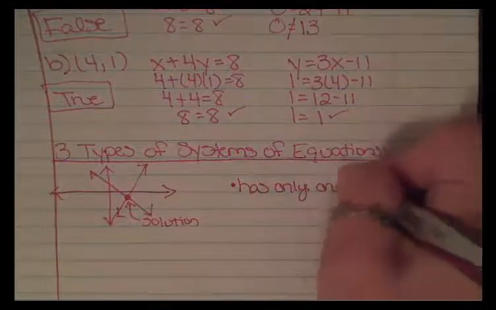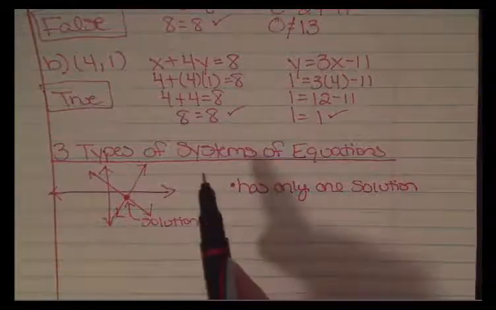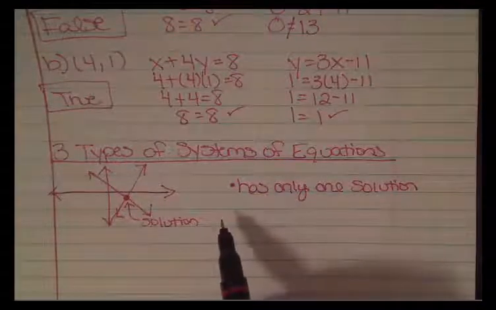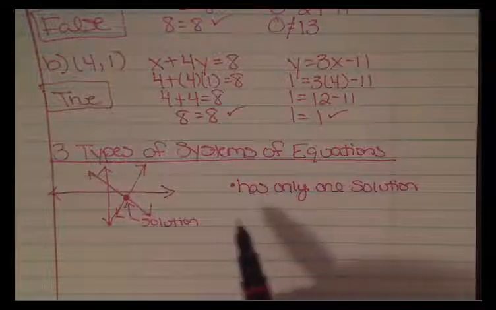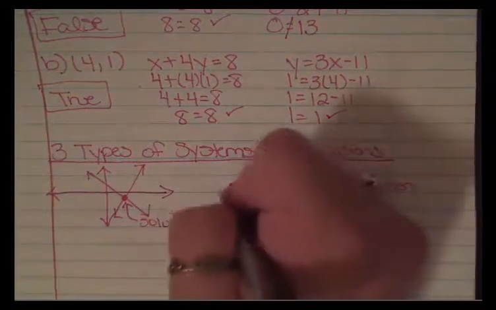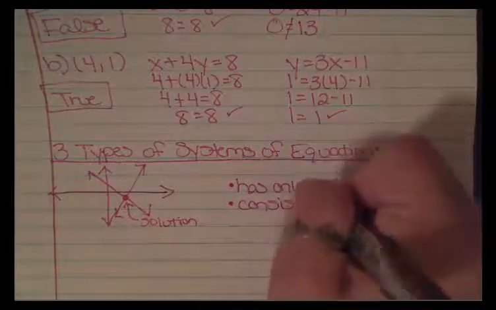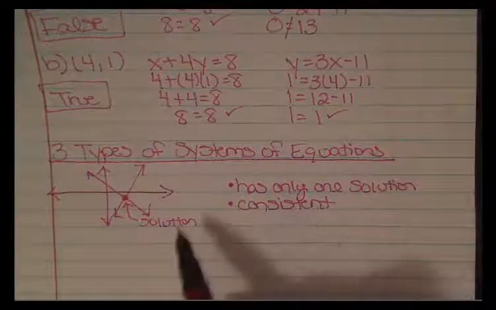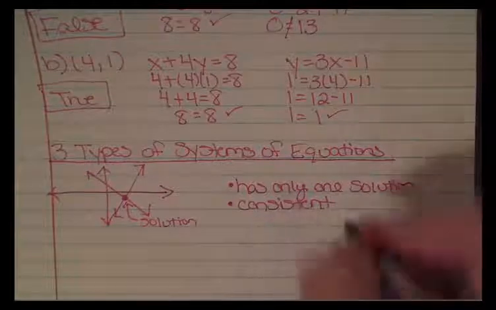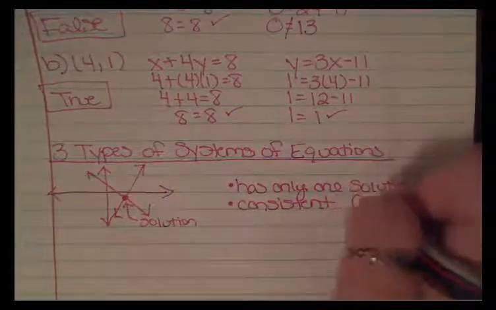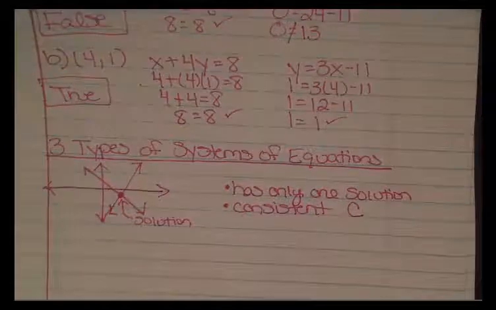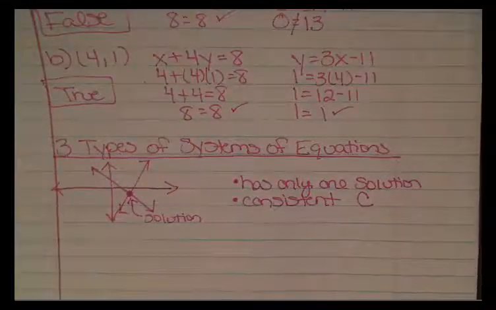Those are the ones we've been dealing with in the above examples, where we're finding whether or not that point holds for that equation. These are called consistent. These are consistent systems of equations. Sometimes you'll see me abbreviate them with a capital C. So if they only have one point, one solution, they're called consistent.